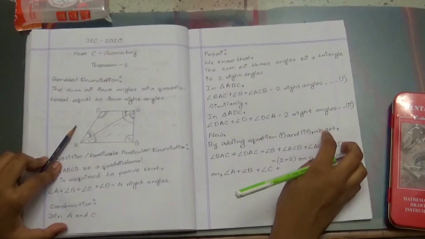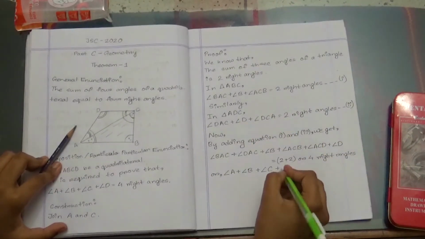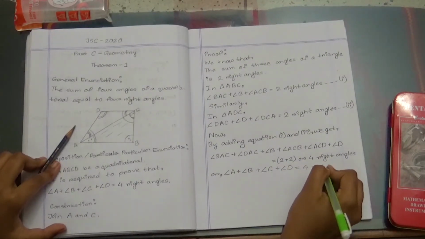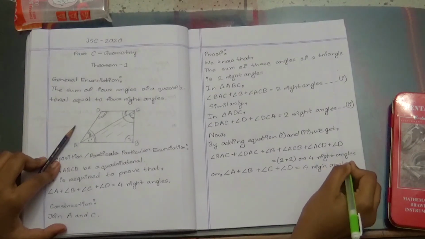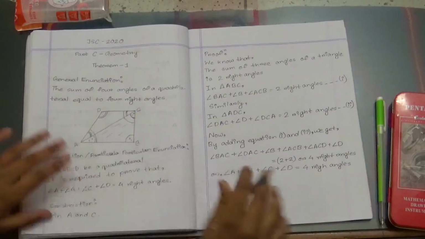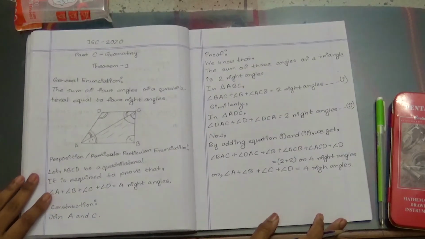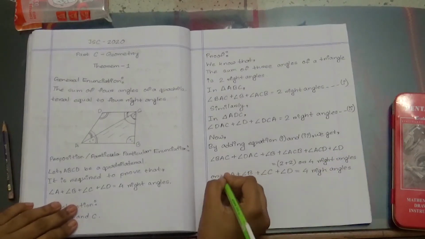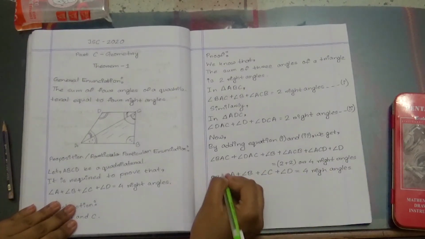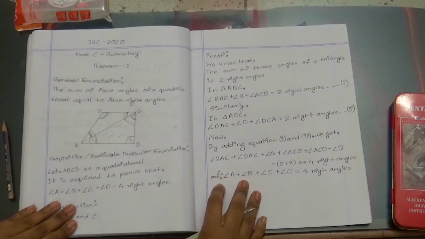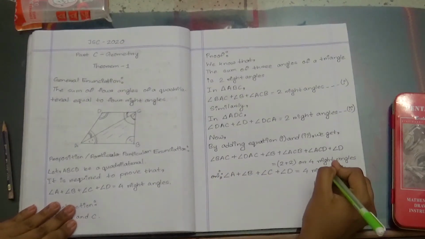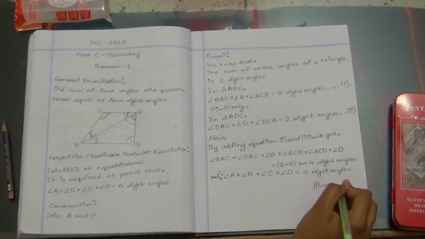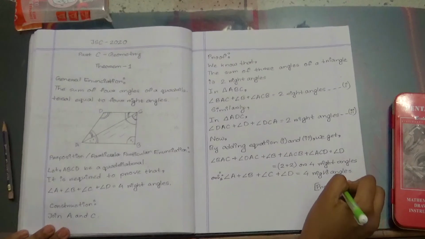Angle C plus the whole one, angle D, equal to 4 right angles. So it's already proven without any justification. It must be too easy for you now, even if you couldn't understand it before. So this is the answer. So we can give this mark over here. Now all we need to do is write proved over here, and this theorem is totally solved.